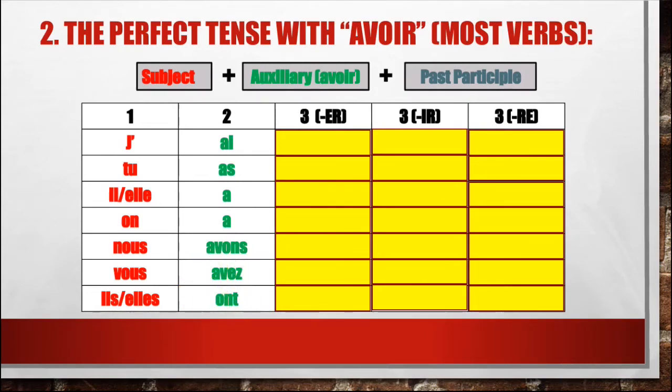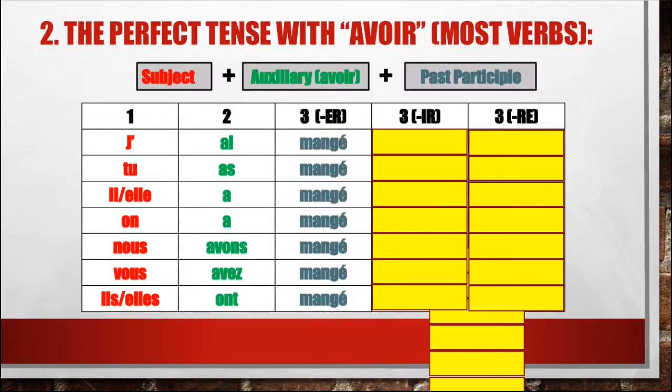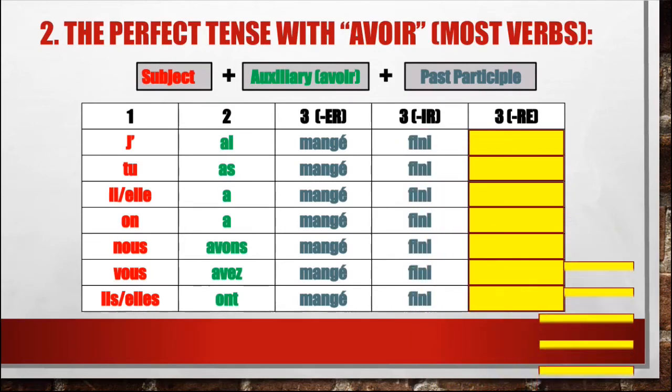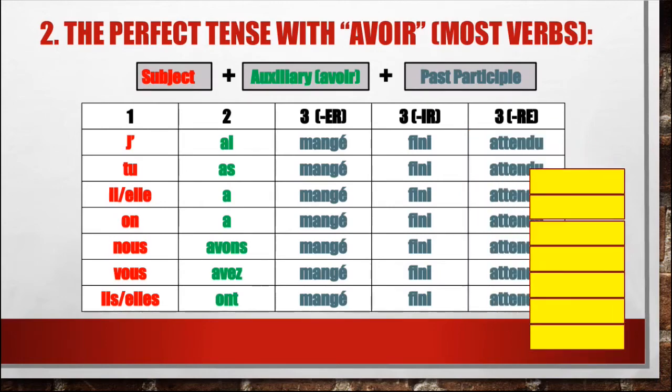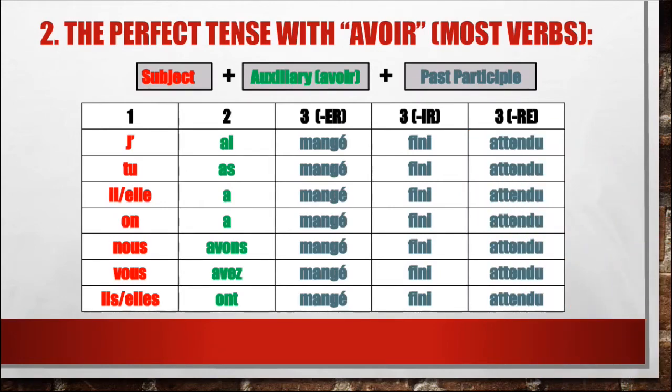Part number three, as you can see, there's three options here. You must remember that the verbs can end in er, in ir, or in re. That's what you find in the dictionary. If your verbs end in er, it's quite simply, we replace the er with an é with an accent. If it ends with ir, it becomes i, and re changes to u.